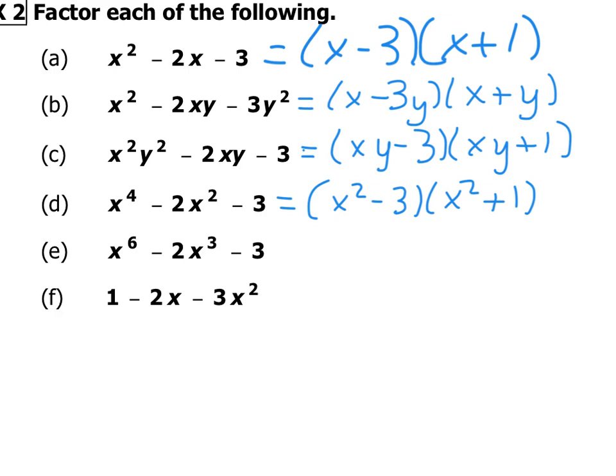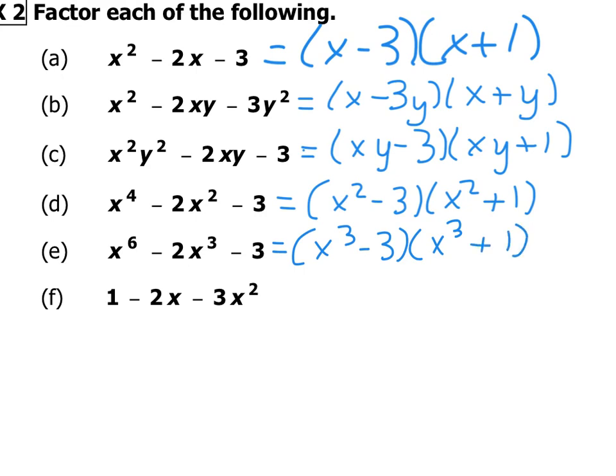So let's go to E. I'm starting with x to the sixth. What that means for me is that my factors will start with x to the third and x to the third. So I'm going to have x to the third minus 3 and x to the third plus 1.